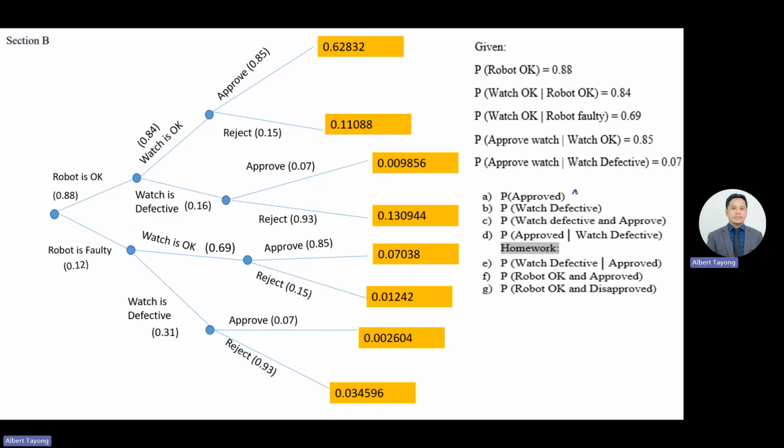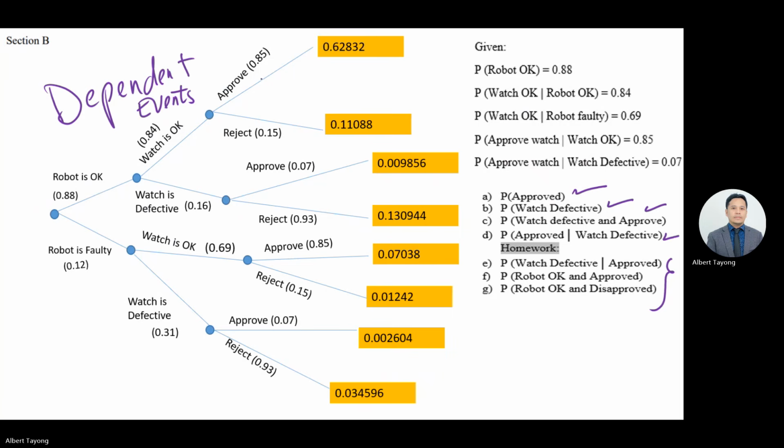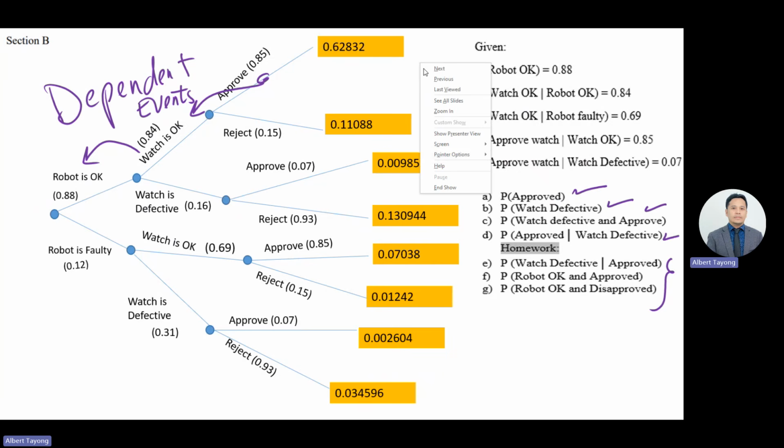Now we're going to answer these questions. There are 4 questions there. 3 are homework. Okay? So by the way, this scenario is an example of dependent events, because this depends on this and this depends on this. Okay? So let's start with the first question.